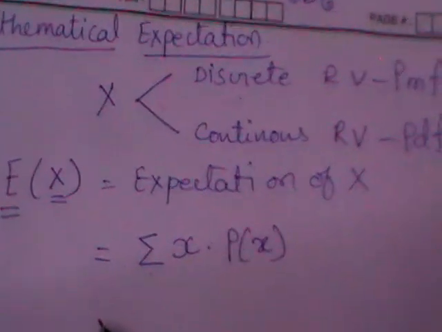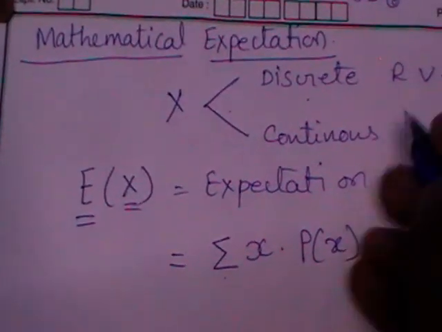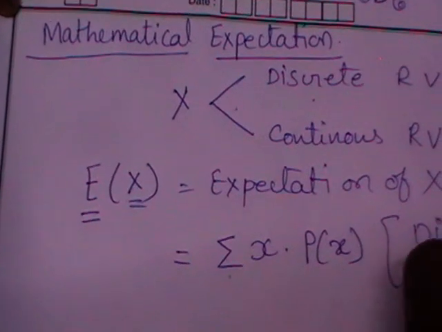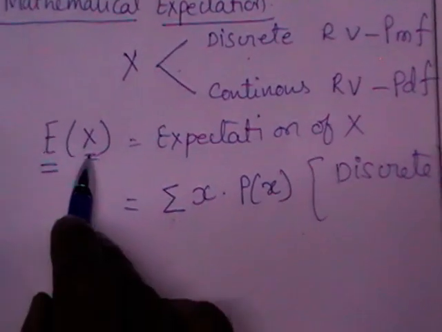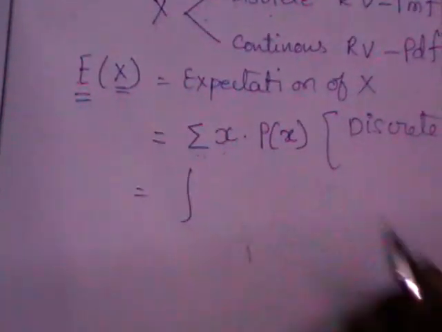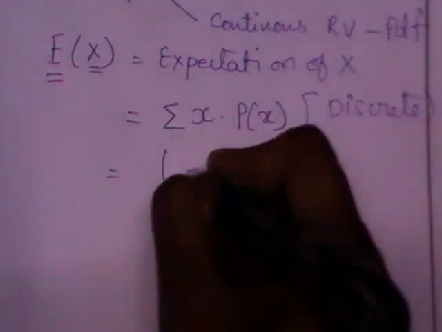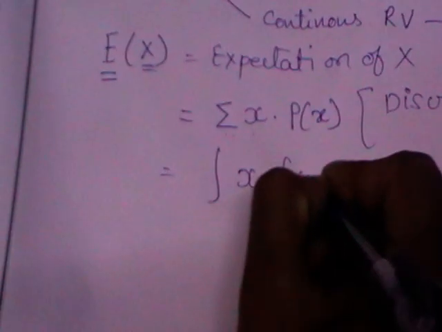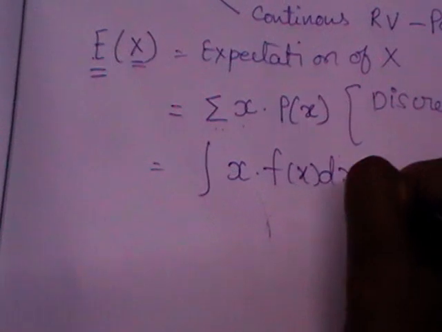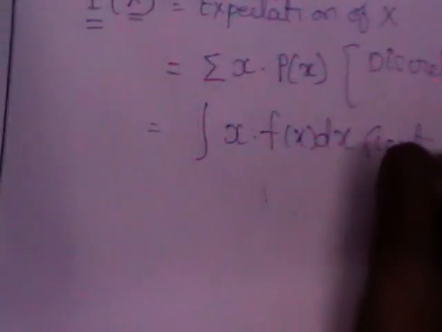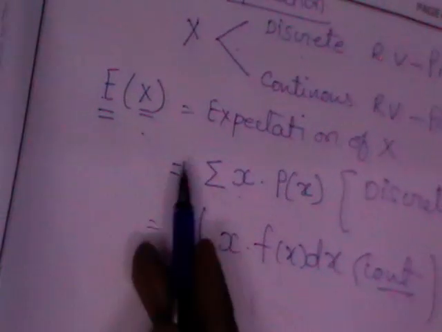So expectation of x is equal to, in case of discrete, that is when x is a discrete random variable, we replace it with sigma, within the brackets x, and its PMF p of x. If this is a continuous one, we start with integral x into the corresponding PDF. So this is the one when it is a continuous random variable. Now this is the case when we have one random variable.